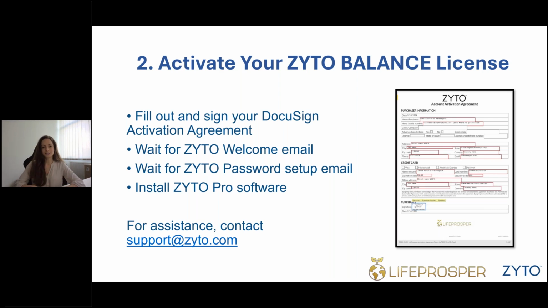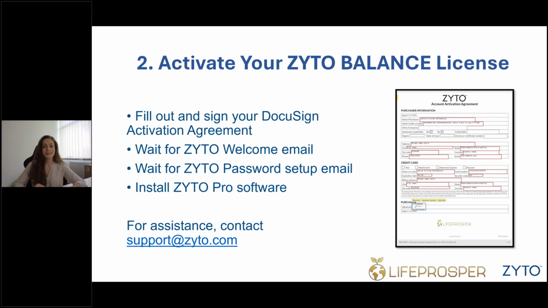Okay, so your license is activated, your password is created, and now you're going to install the Zyto Pro software. In the Zyto welcome email that you received, there is going to be all the information that you need. There is going to be information about training resources, where to download the software from, what other Zyto supporting materials we offer, everything that you need to know. So use this email to get to the webpage where you can download the Zyto software from. You download the software to your computer.